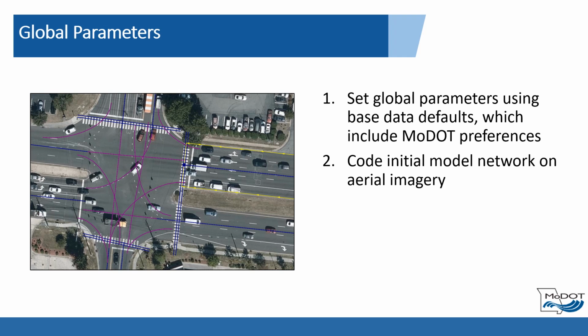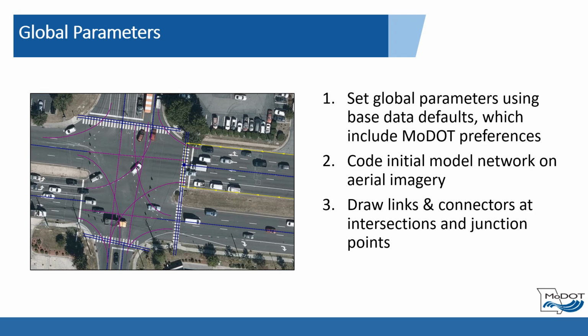Once adjustments to base data are set, the initial model network can be coded on aerial imagery provided by the software or any other base mapping files, such as CAD, GIS, and other aerials that are imported and correctly scaled. Initial links are drawn on the base imagery and connected at intersections or other roadway junction points, for example, where turn lanes occur, through the use of connector elements, which function like the links themselves.